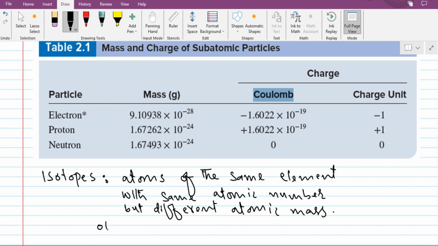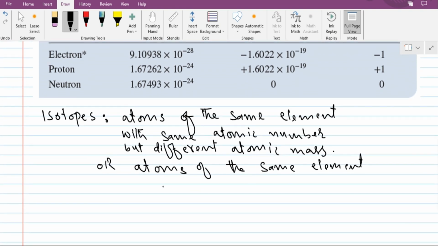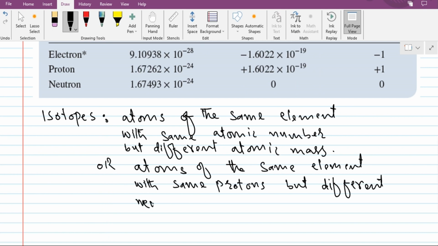Or you may also define it as atoms of the same element with the same protons but different neutrons. Understood?